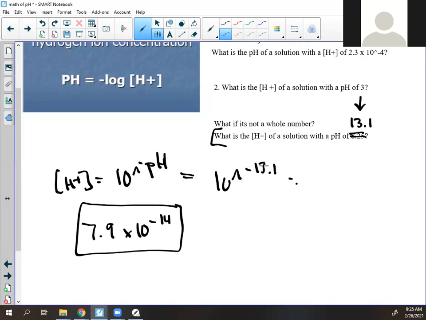So this is a pain, but it's still doable. You will be given the equations on the exam. You don't have to have them memorized. But once again, as Ethan asked me, on the test, they're all going to be whole numbers. So you're like, oh, this is just 1 times 10 to the negative 13.